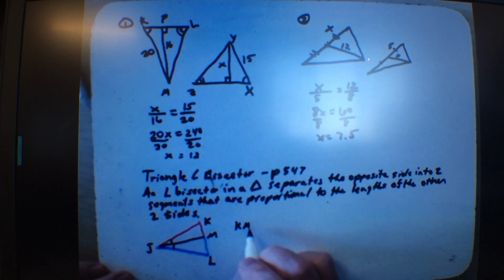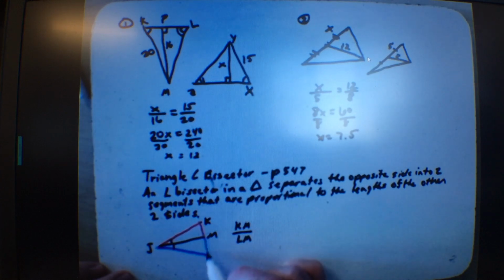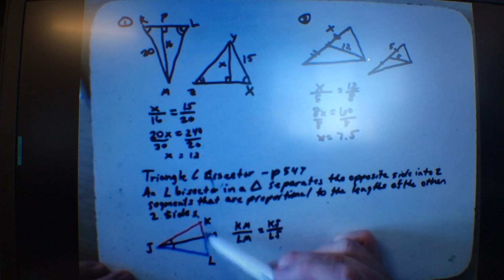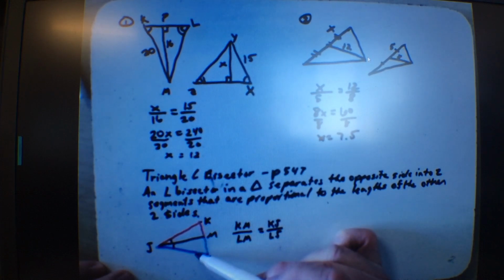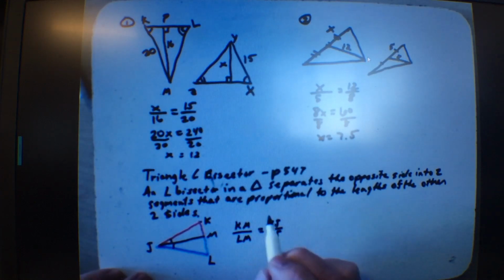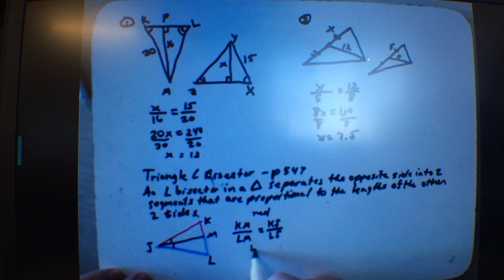That KM over LM. So that this piece, KM over LM, is equal to KJ, so that side from this corner to there, over LJ. Okay? So this piece here over this piece here equals this leg over this leg. It's a matching leg. That's why I drew it in red. The red pieces go together and the blue pieces go together. See the red's on top and the blue's on bottom? Is that right? The red's on top and the blue's on bottom.